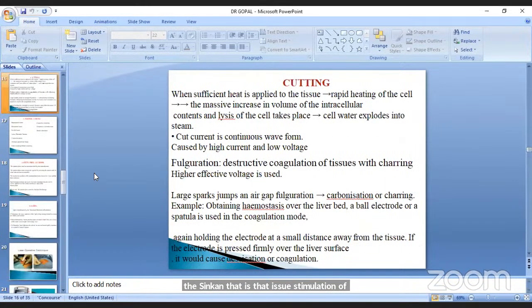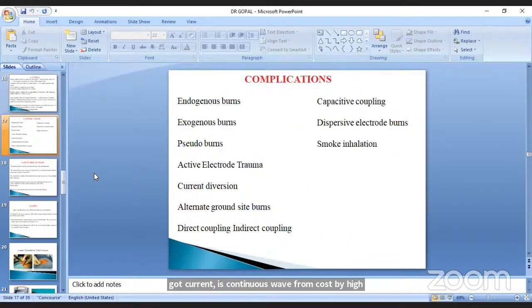This is cutting. When sufficient heat is applied to the tissue, rapid heating of the cell causes a massive increase in the volume of intracellular content and lysis of the cell takes place. Cell water explodes into steam. Cut current is a continuous waveform caused by high current at low voltage.